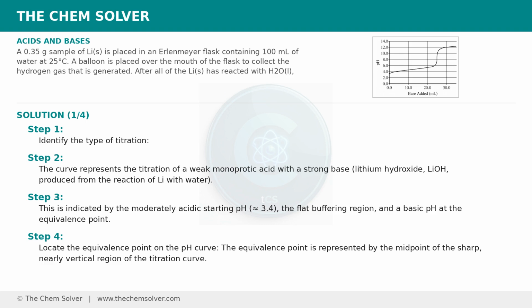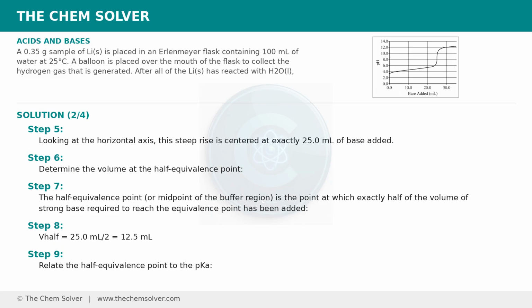The equivalence point is represented by the midpoint of the sharp, nearly vertical region of the titration curve. Looking at the horizontal axis, this steep rise is centered at exactly 25.0 milliliters of base added. Determine the volume at the half equivalence point. The half equivalence point, or midpoint of the buffer region, is the point at which exactly half of the volume of strong base required to reach the equivalence point has been added. V half equals 25.0 milliliters over 2, which is equal to 12.5 milliliters.